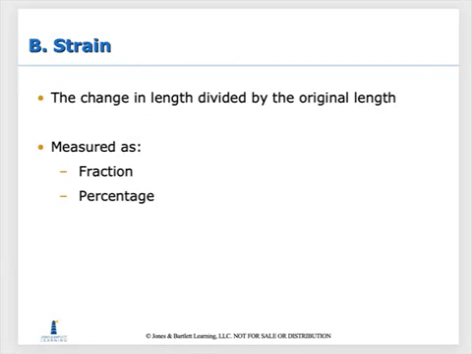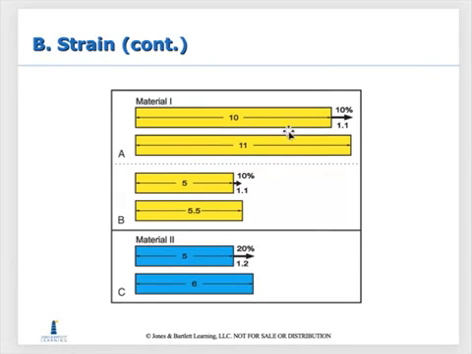Next we have strain. So this is the change in length divided by the original length. So it's measured as a fraction or percentage. This is going to look familiar. We have this image again. So how it got that 10% or that 1.1 was 11 divided by 10. So the final length was divided by its original length. So that's the amount of strain that was placed on this object.